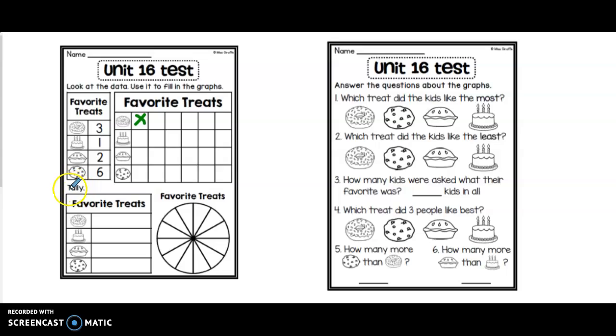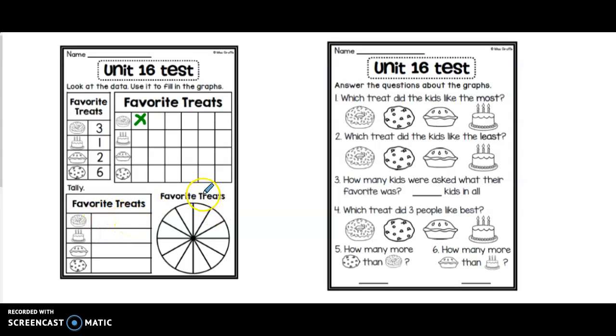Then down here, it's giving you the direction to tally. So the same things are given. It says favorite treats, donut, cake, pie, and cookie, and you need to tally this time. So take this information and turn it into tallies.